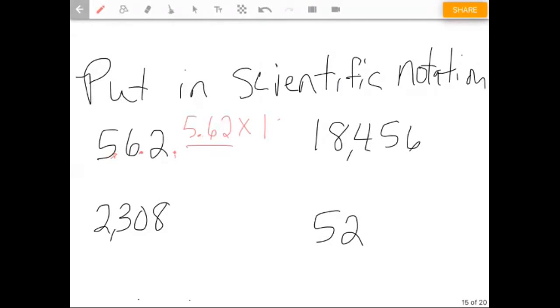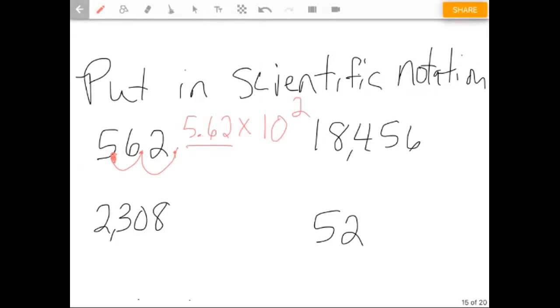Times 10, and then you're going to take where your decimal point is, and you're going to see how many spots you have to move it to get it to the end. So we'd have to go 1, 2. So our exponent would be 2. So scientific notation for that would be 5.62 times 10 to the second.